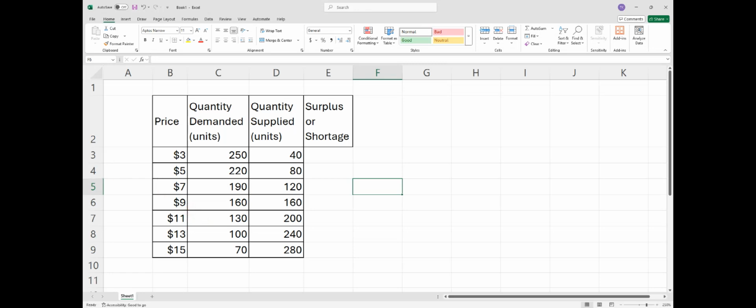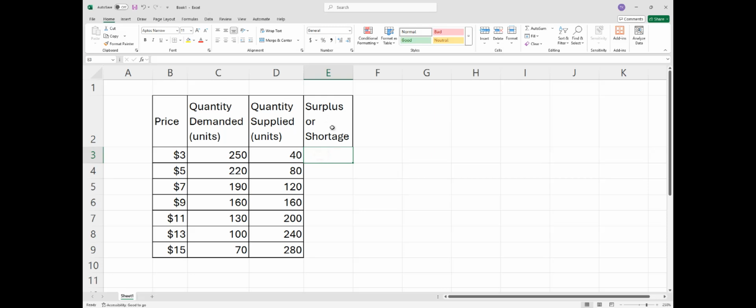In this video, I'm going to use Excel. You can use any spreadsheet program to figure out if there's a surplus or a shortage in the market. So here I've got a demand schedule, which shows the price and the quantity demanded, and then I've got a supply schedule, which shows price and quantity supplied.